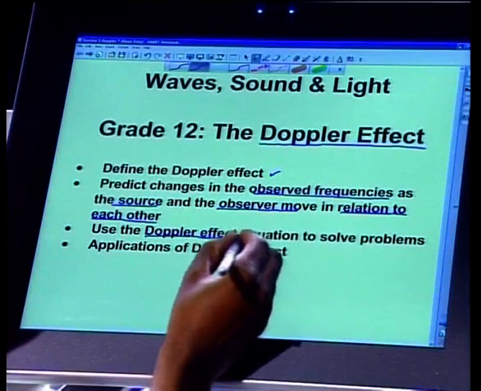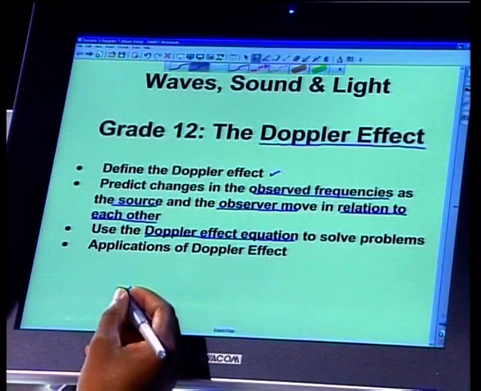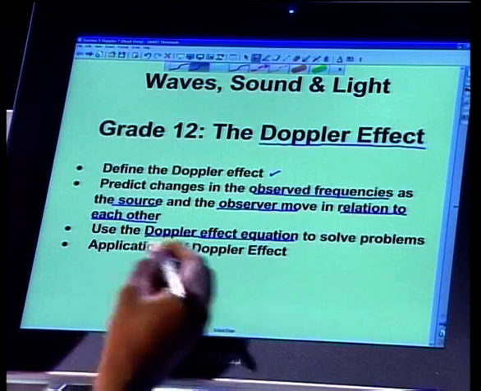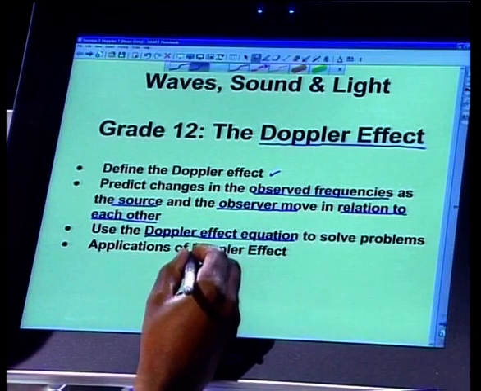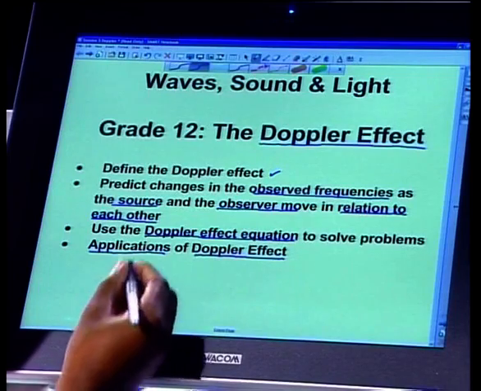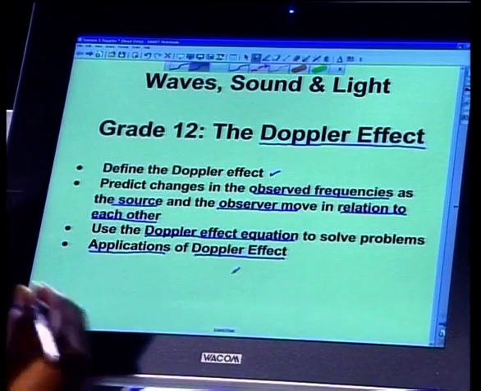We are also going to make use of the Doppler effect equation to solve problems. And right at the end of the lesson, we will be talking about application of Doppler effect. Here it will be just a discussion on how Doppler effect is applied in our everyday life and how it helps us in certain things in our lives.